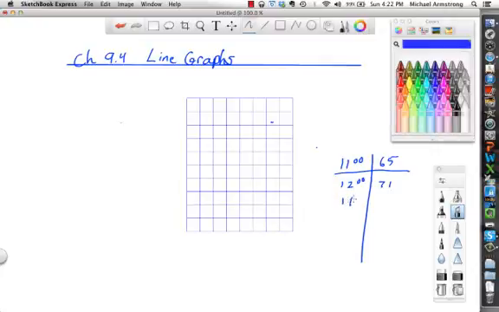And by 1 o'clock, the temperature could be 78. And by 2 o'clock, temperature could be 82. And then by 3 o'clock, the temperature could be 90. And then by 4 o'clock, the temperature could be 92.